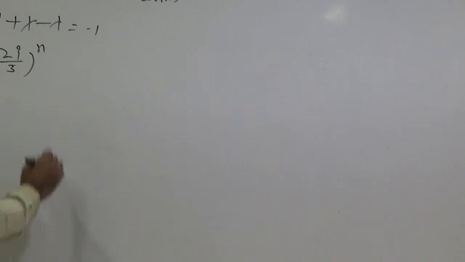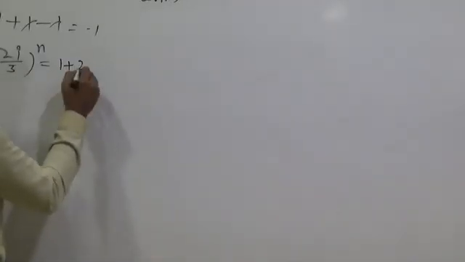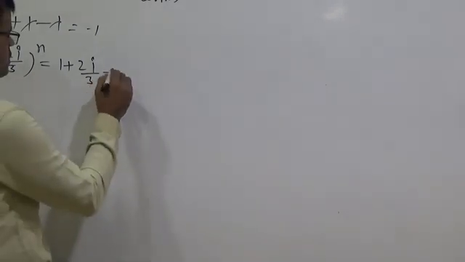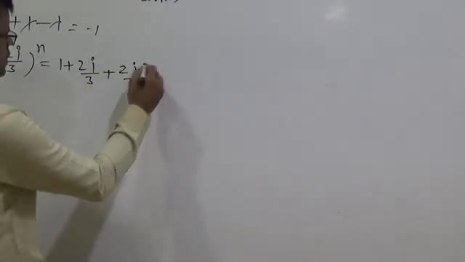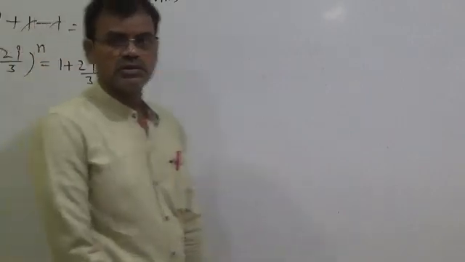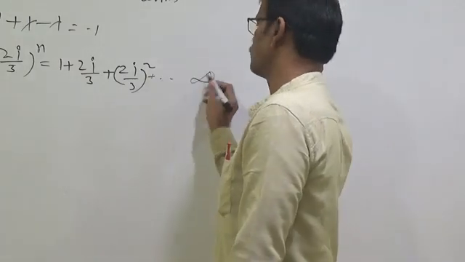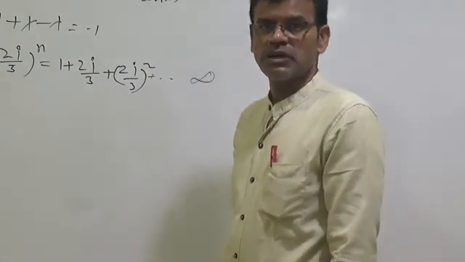Now second question. Sigma n is equal to 0 to infinity, (2i by 3) whole power n. Substitute here 0 to infinity. So (2i by 3) whole power 0 becomes 1. You can write here 1 plus 2i by 3 plus (2i by 3) whole square plus so on until infinity. This is a geometric progression.